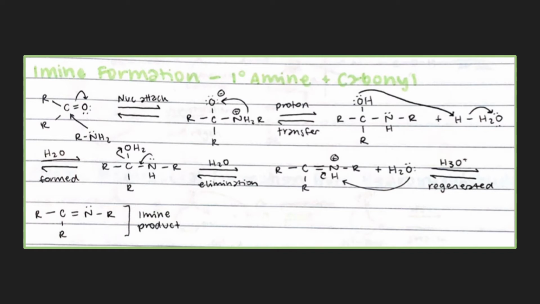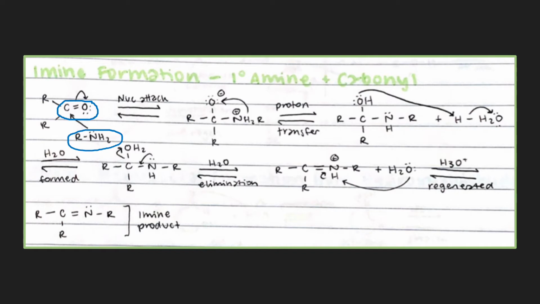First, we are going to push electrons from our carbonyl bond right here over to this oxygen right there. That will allow for a nucleophilic attack by this nucleophile right here at that carbon center. From there, we're going to have a proton transfer where a proton on the amine can transfer over to the oxygen to form an alcohol.